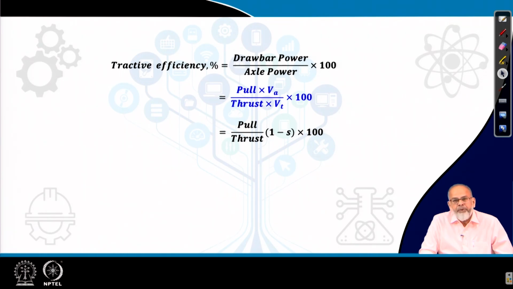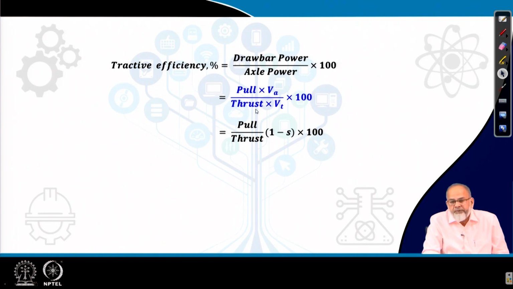And what is the input power? How much power is given to the axle? That we have measured using a torque transducer. The torque transducer will indicate how much torque we are supplying. Knowing the theoretical speed, we can calculate the value of input power, or the axle power. So if I put this in a different way, drawbar power is equal to pull into actual velocity VA, and axle power I have taken as thrust.